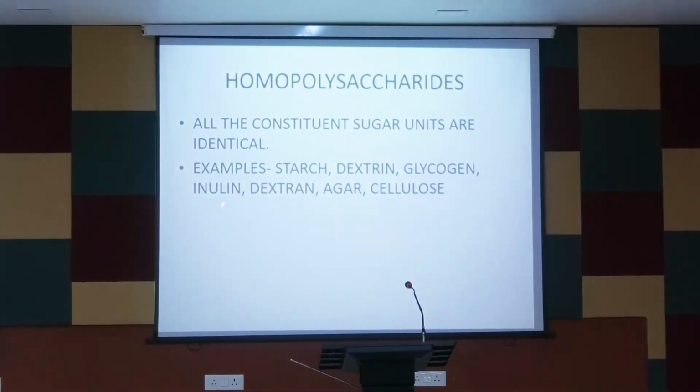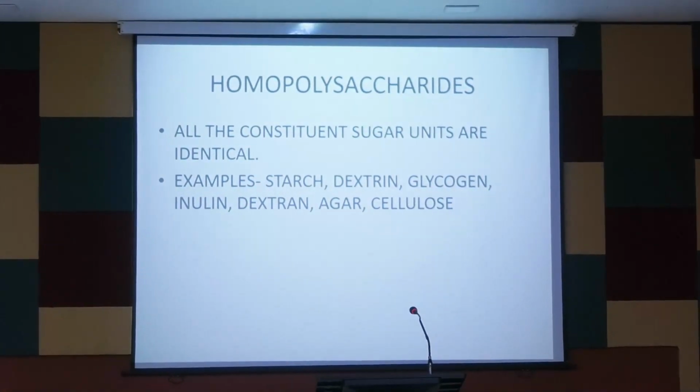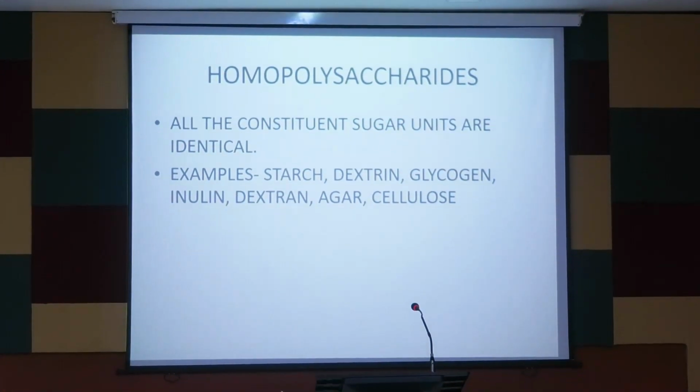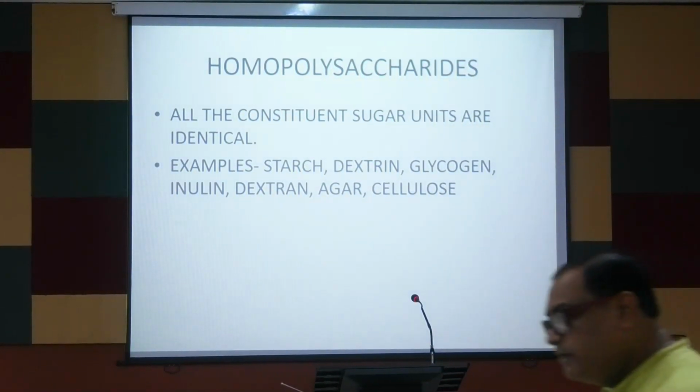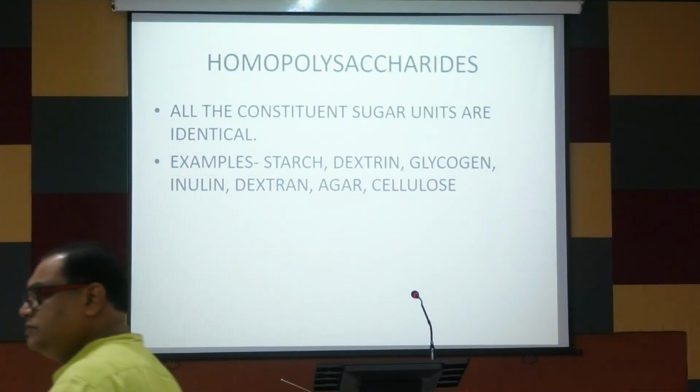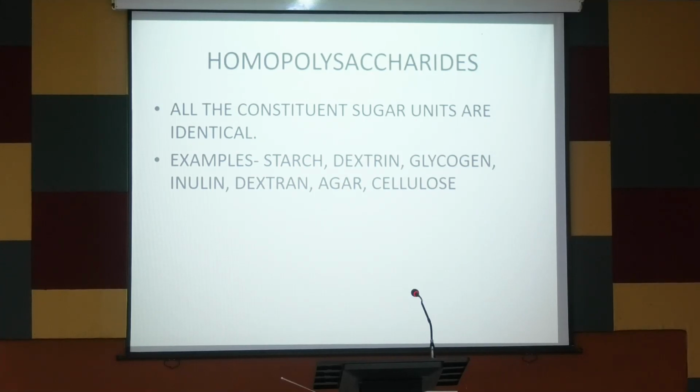Starch, you know, dextrine is a shorter form of starch, partially digested. Glycogen, you know, anybody, any idea about this? For GFR, what is it made up of? It's made up of fructose. It's a polymer of D-fructose. Good.